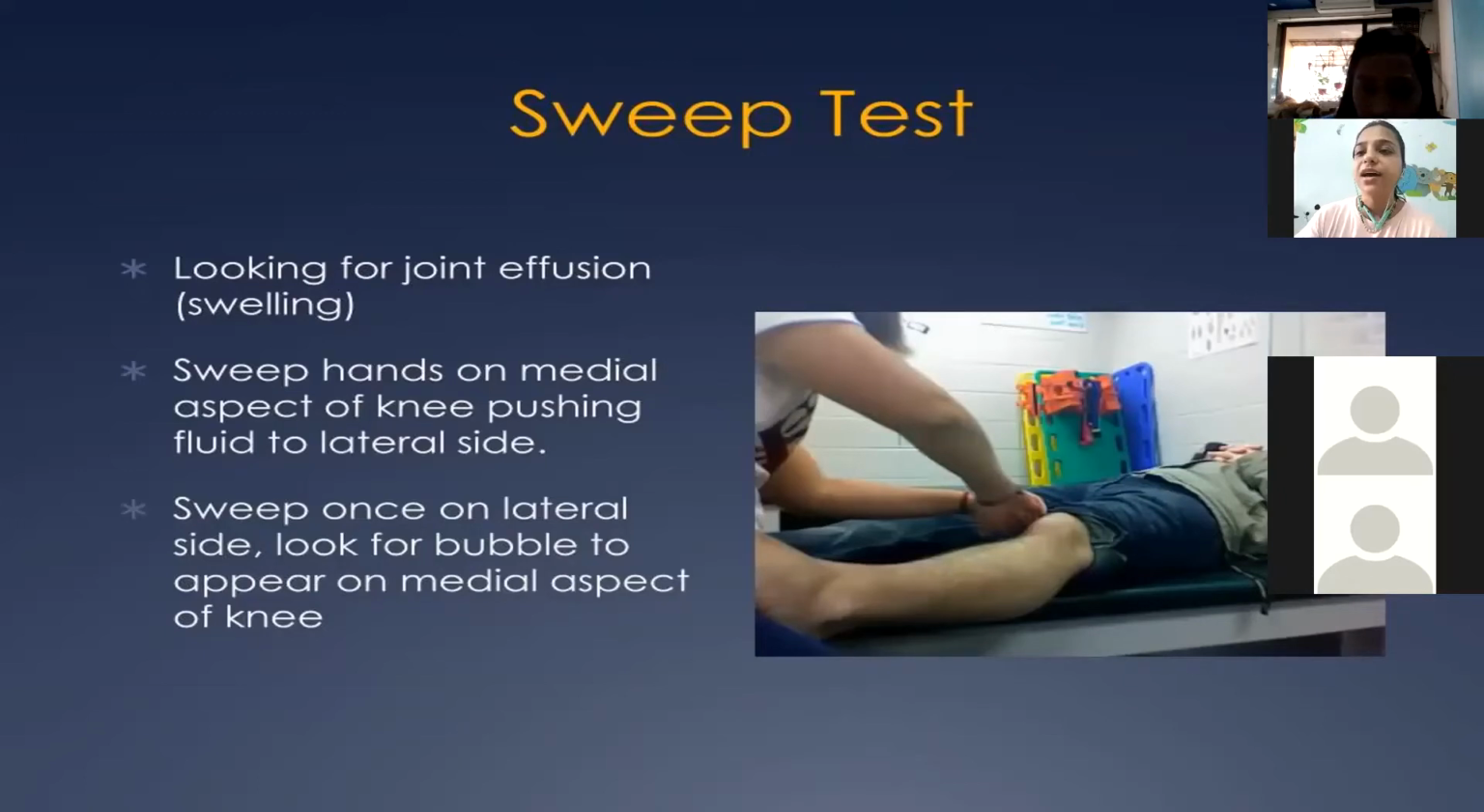Here we can grade the swelling. We can grade it as 0, 1, 2, or 3. At grade 0, we say there is no effusion. Grade 1 is a little effusion. In grade 2, we see a large bulge, and in grade 3, we can't even milk the swelling.